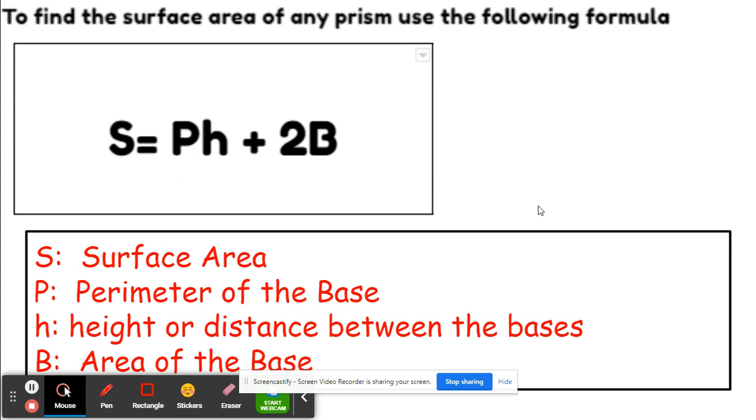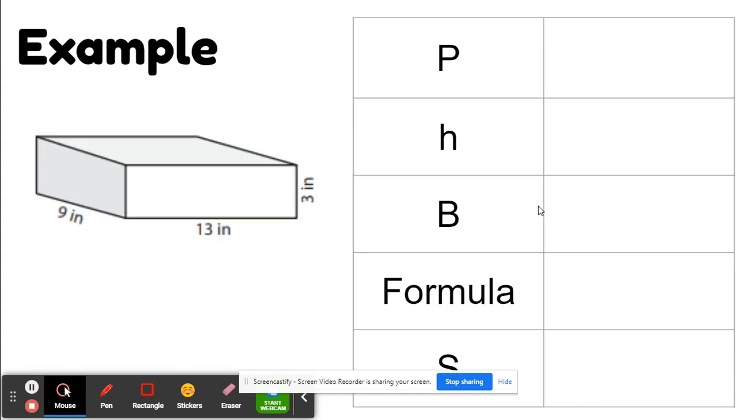And remember, we name the base, our base is either going to be a triangle or it's going to be a rectangle. Our H is the height or the distance between the two bases, and our B is the area of the base. And so, what we have to do first, let's go ahead and do some examples. We'll do two. The first thing we need to do is identify what our base is.